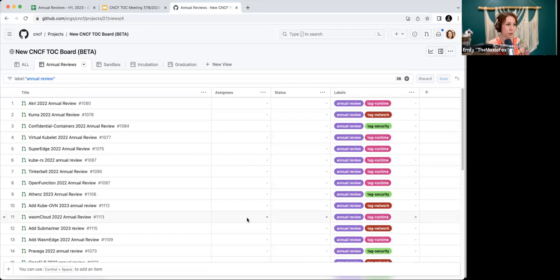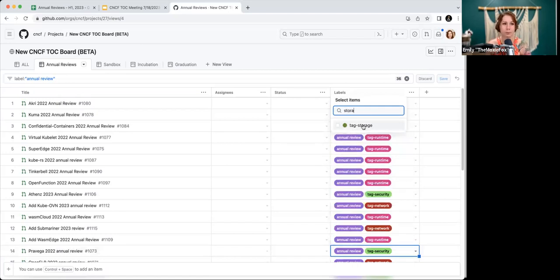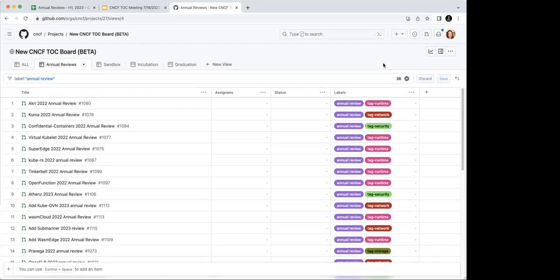Pravega should be storage. Yep, I can do that now. Okay. Does that work? Sound good? Thanks. Sounds good.